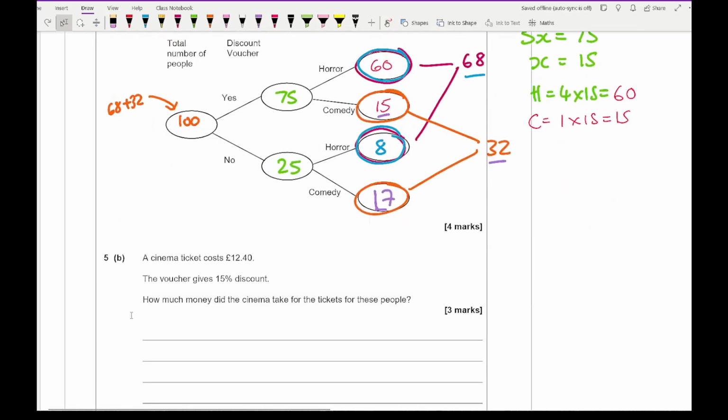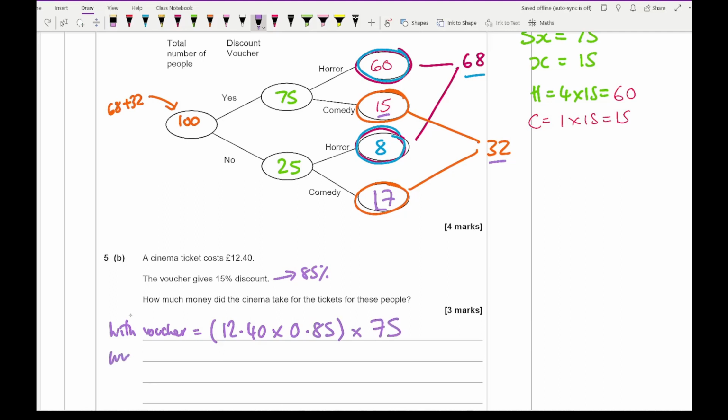Then for 5b, it says a cinema ticket cost £12.40. The voucher gives a 15% discount. How much money did the cinema take for the tickets of these people? Well, with a voucher, the price of the ticket is going to be £12.40 multiplied by the 15% discount, so you're only paying 85%, so that's going to be times 0.85, and I need to multiply that by the number of people, which is 75.